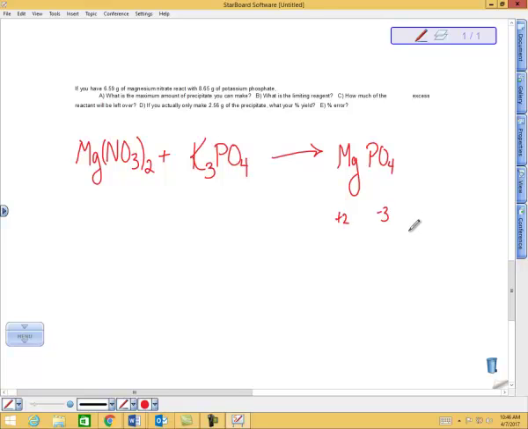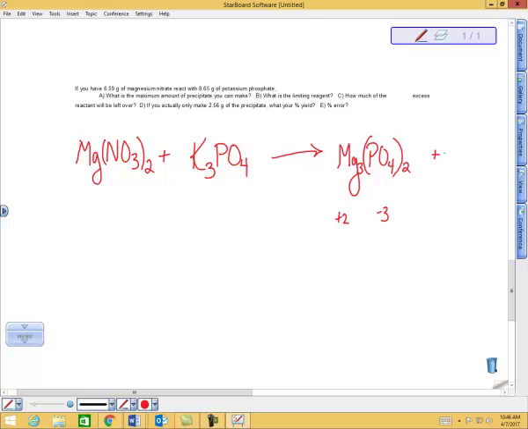So what's a common multiple for 2 and 3? 6. So magnesium is +2. I'm going to make him a +6. How many magnesiums will it take? 3. All right, phosphate is -3. How many of those guys do I need to get to -6? 2. All right, so there's one of your products.